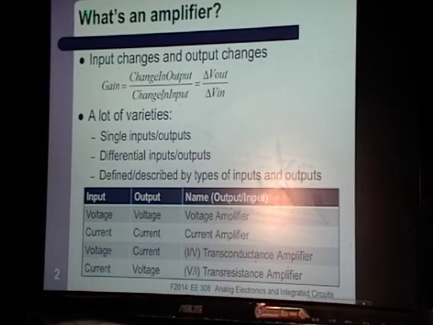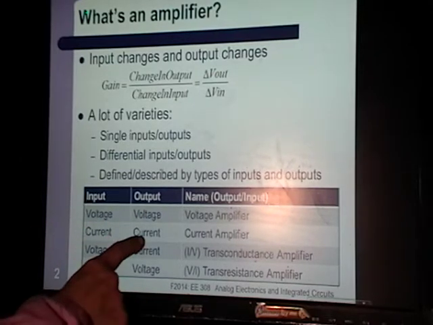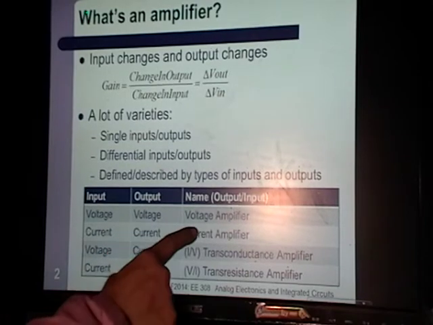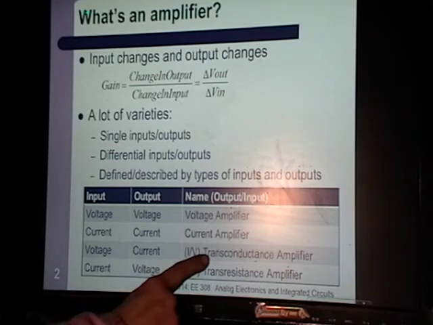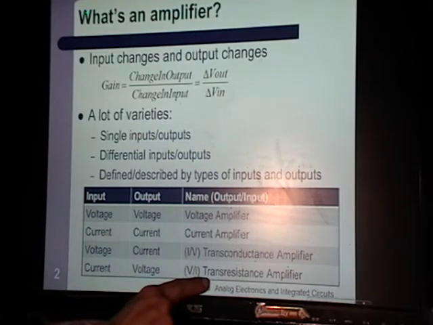I've said it a couple times, but in this class we don't have time to do every amplifier that exists out there. So we are targeting an op-amp. An op-amp has voltage in, voltage out, but there are amplifiers that have voltage in, voltage out. There are also ones that have current in, current out, called current amplifiers. Voltage in, voltage out is a voltage amplifier. Voltage in, current out is called a transconductance amplifier, and current in, voltage out is a transresistance amplifier.